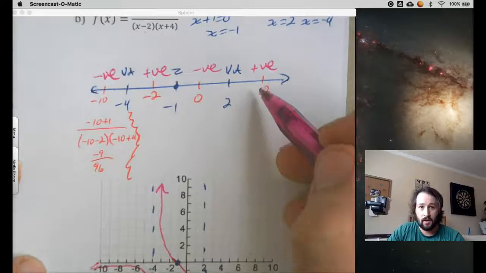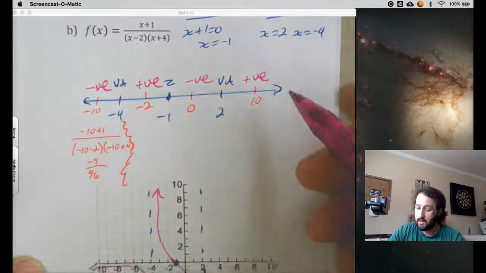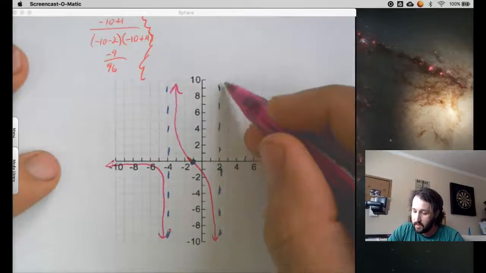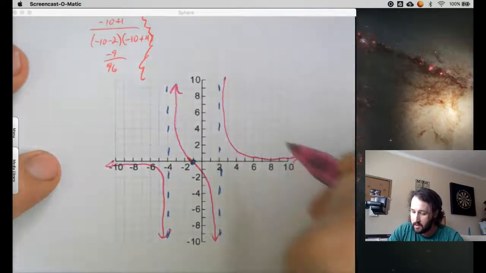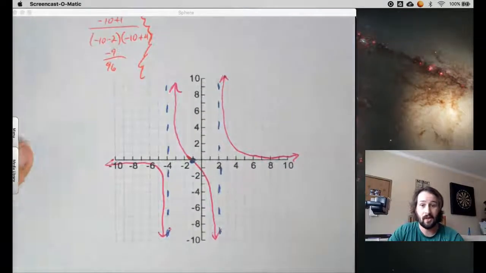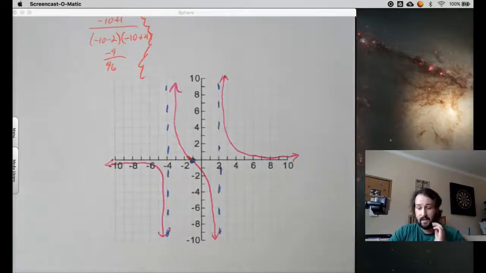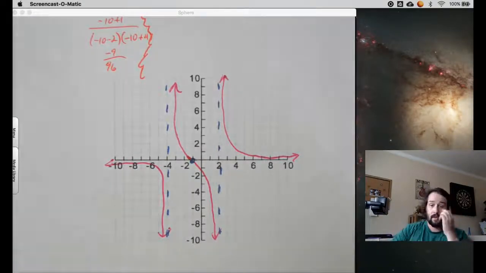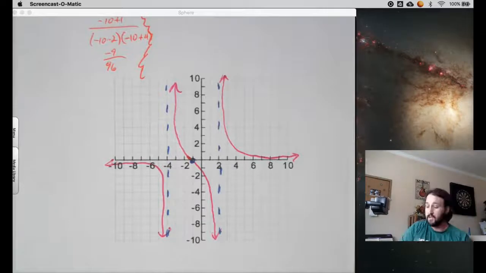And then from 2 on, it's all positive values. So this part must be up here doing something like that, since all the y values are positive. They're all above 0. That's essentially what's going on here. Again, you guys can type these in Desmos as you go to double check your answers.